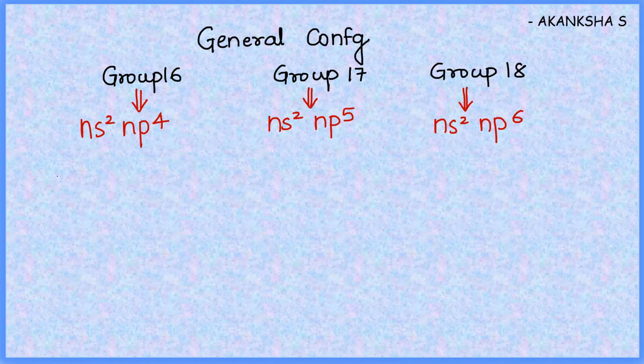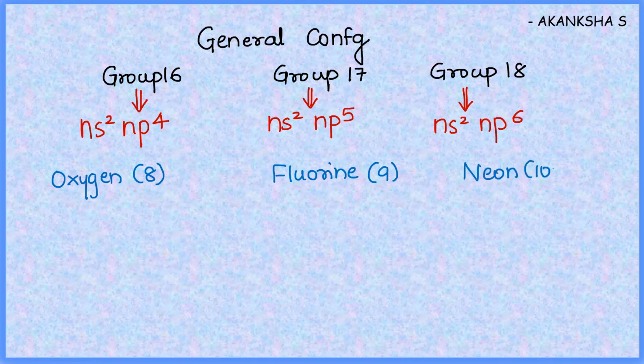Let's try to take one example each. We have oxygen, famous element of group 16, atomic number 8. We have fluorine, group 17, atomic number 9. And we have neon, group 18, atomic number 10. Let's see the configuration of these three elements, okay, to justify the general configuration. This is 1s2, 2s2, 2p4.